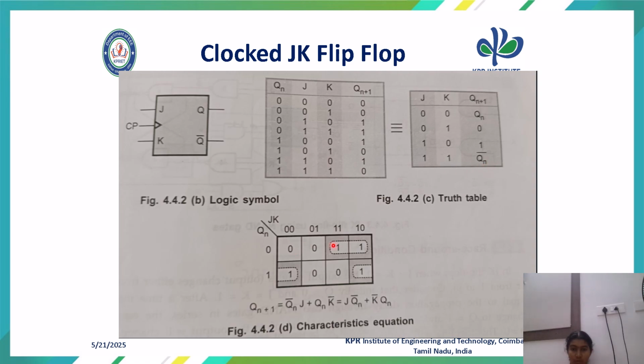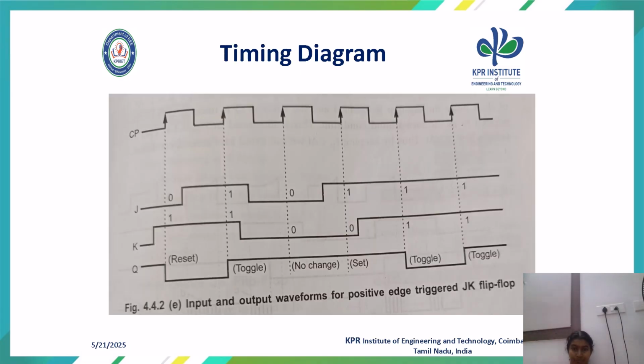So if we plot a characteristic equation using K-map with these inputs Qn, J and K, we will get this characteristic equation as J Qn bar plus K bar Qn. So this is the next state equation or characteristic equation of JK flip-flop.